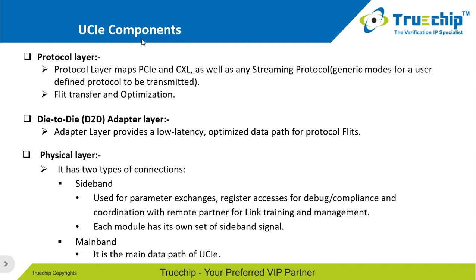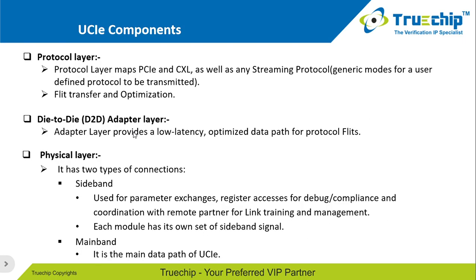So here are the UCIe components. UCIe has three layers. The first one is the protocol layer, the second one is the die-to-die adapter layer, and the third one is the physical layer. The protocol layer maps PCIe and CXL as well as any streaming protocol, or we can say the user-defined protocol or vendor-defined protocol.